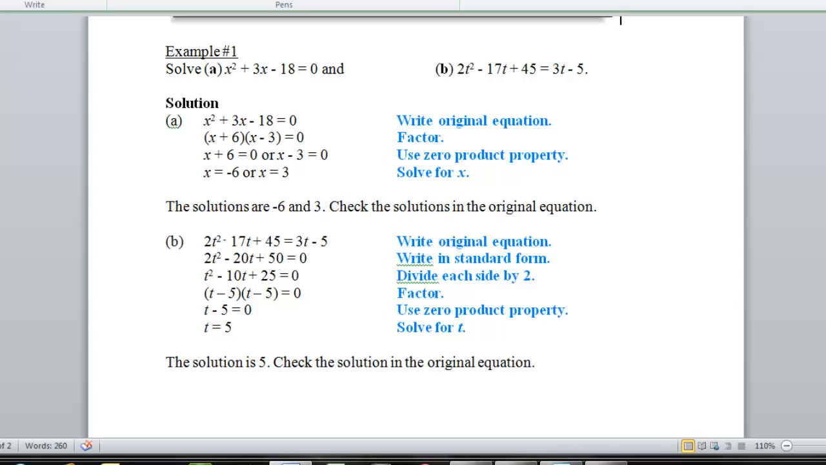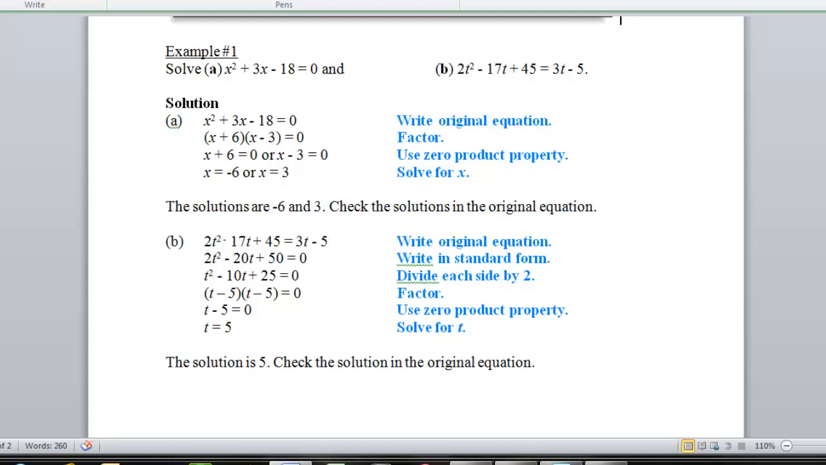Alright, example 1, part A. You can see we have x squared plus 3x minus 18 equals 0. In this case, this is just a simple factoring problem. Once it's factored into (x plus 6) times (x minus 3), you can see we have two factors equal to 0, so we can break those apart. Then we have two simple linear equations that we can solve for x. Now x equals negative 6 or x equals 3. If you were to plug negative 6 or 3 back into the original equation, you would get a true statement, and that would let us know that our solutions are correct.